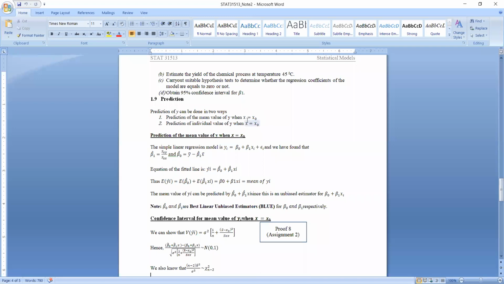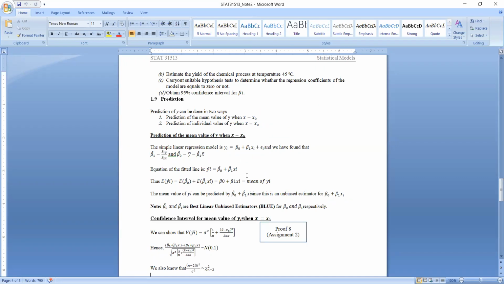Right? For example, if x is equal to x naught, we can predict the mean value of y. And also we can predict the individual value of your response variable for a given value of x. For example, when x is equal to x naught, we can predict an individual value of your response variable y. So let's first discuss the prediction of the mean value of y for a given value of x.